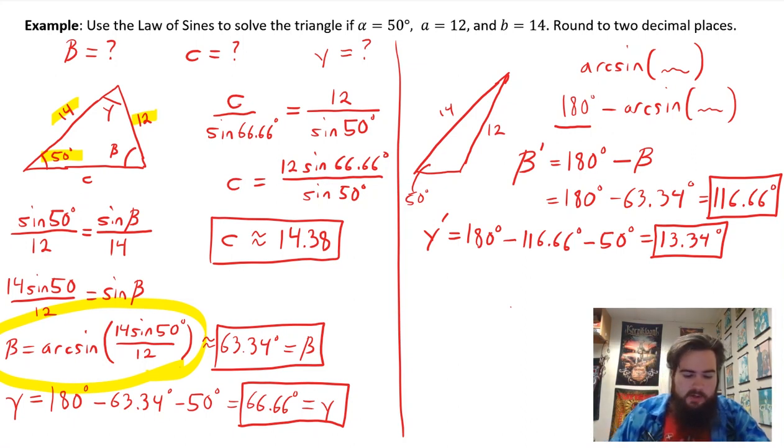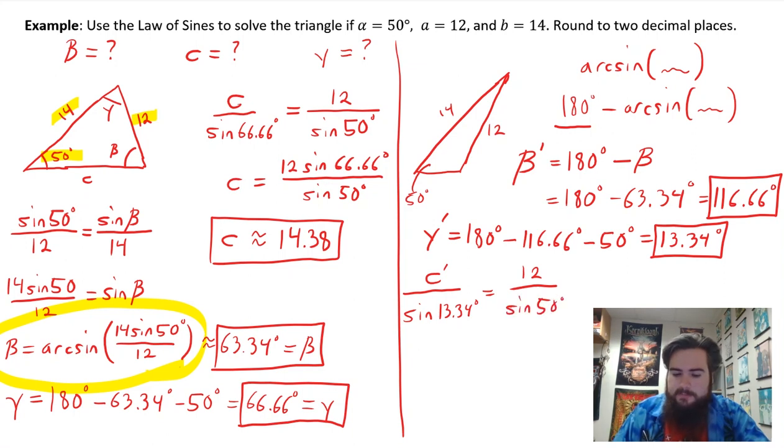At this point, though, we can solve for C. We're going to solve for C again in the same way. However, in this case, it's technically C prime. This would be over sine of the angle measure across from C prime, which would be gamma prime, which is 13.34. That is still equal to, I'll set it equal to 12 over sine of 50. Which means C prime will be 12 sine of 13.34 degrees over sine of 50 degrees.